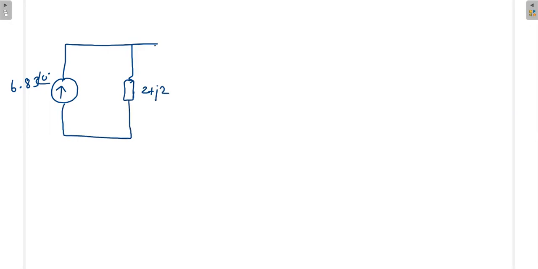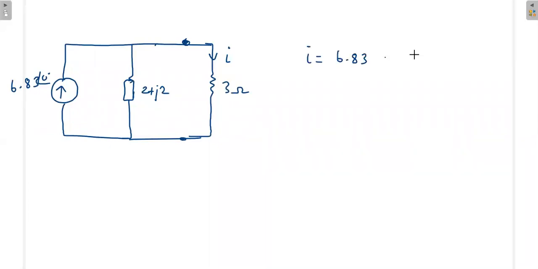Now the element of interest is the load, that is 3 ohm. I have to find the current across this load, so I will apply current division. I is equal to 6.83 times the opposite resistance divided by the total resistance, that is 5 plus J2, and I'll get the same answer, that is 3.58∠23.2 degrees.